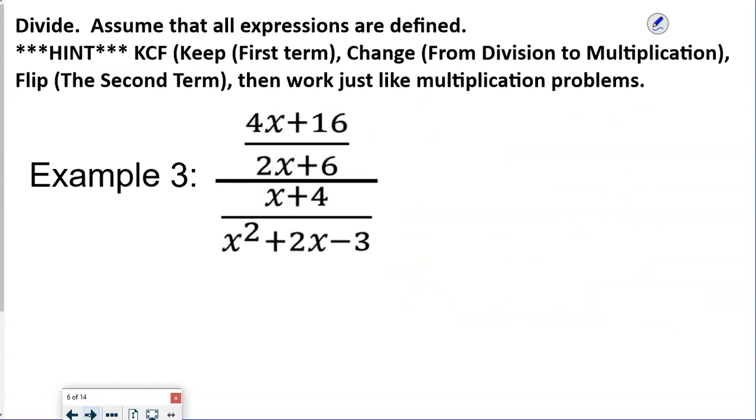So our next one is example 3. So here again, some of you had this, some of you didn't. If you didn't have it, then it's an extra example, so you can watch me doing it. So once again, we are going to keep what's on top, change the sign, and then we're going to flip what was on the bottom.